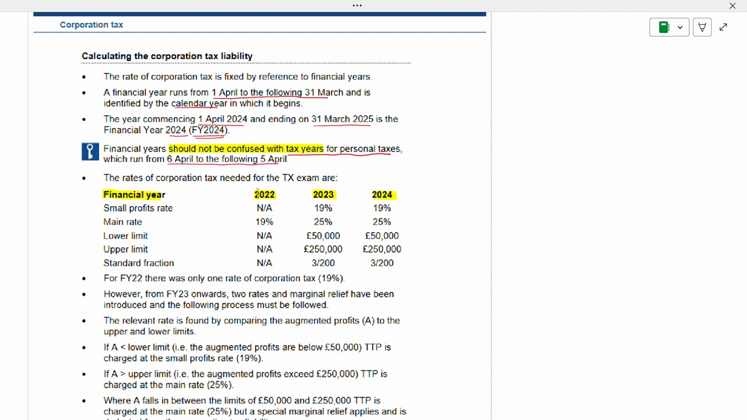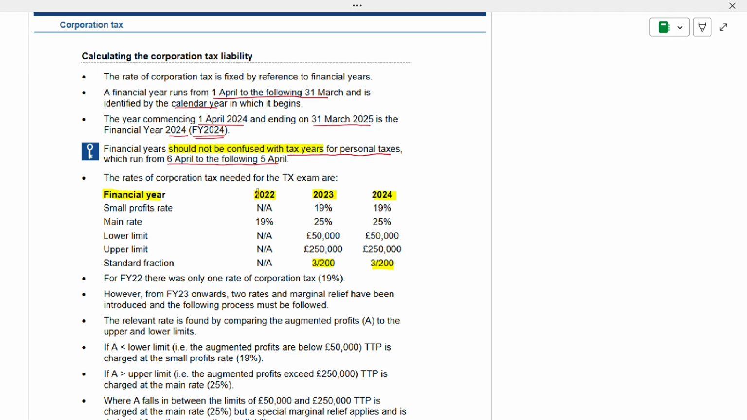Yes, sir. Now, what they are saying: 22 is there, 23 is there, 24 is there. This is the financial year, 1st April to 31st March. You have small profit rates, and we have to apply them depending on whether it relates to 22, 23 or 24. The small profit rate is 19%, the main rate is 25%. Lower limit not applicable, 50,000. Upper limit 250,000.